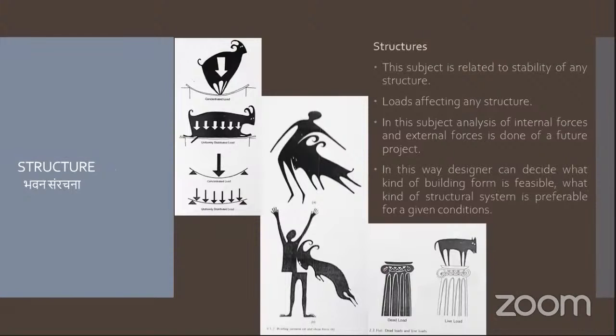The next is structure. Structure is the subject related to the stability of the structure. Here we calculate loads, we calculate internal and external forces, how much load there is, and where it will be uniformly distributed. So this is also one of the very technical subjects apart from the other subjects. In this way, a designer can decide what kind of building form is feasible, what kind of structural system is preferable for a given condition. If you have to construct, for example, a circular building, you will have to do a load calculation of every column, every beam in that structure. So apart from building a proper monotonous rectangular structure, when very interesting other structures are built, they are essentially built by calculating loads.